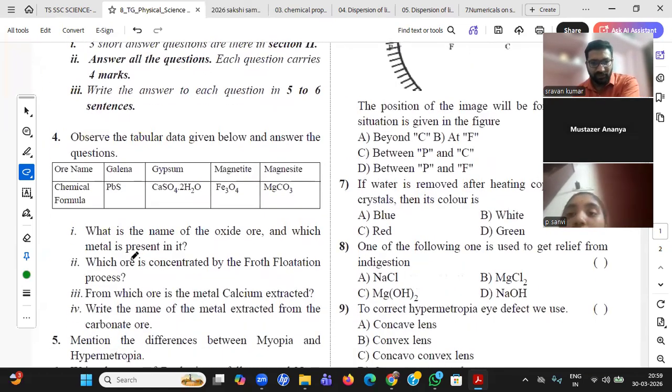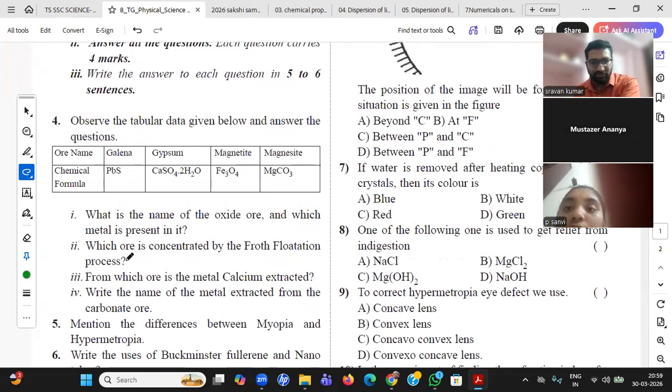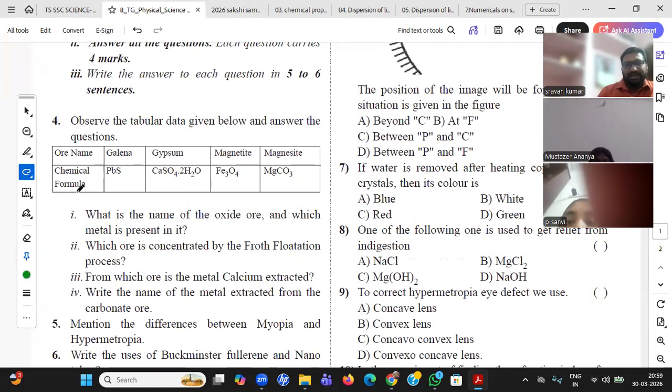Yes. Fourth and fifth question we'll do. At least this section we'll do. Observe the tabular data given below. Answer the questions. Yeah, that's an easy question, students.